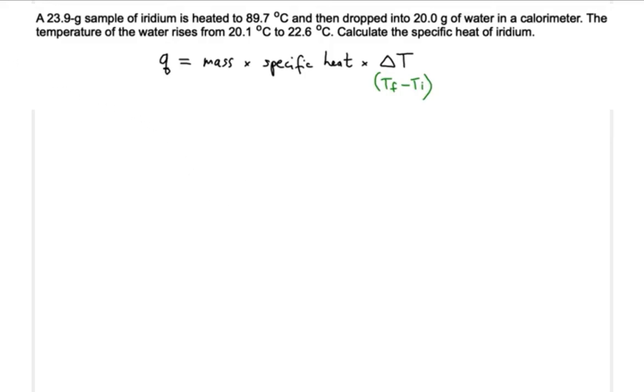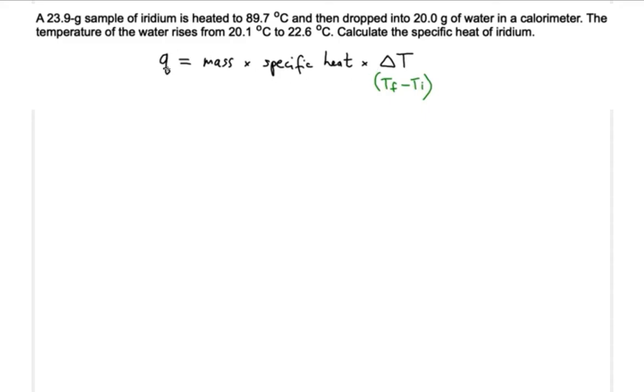So what we're going to use is this equation that gives the amount of heat in joules as the product of the mass of a substance times its specific heat times the temperature change of the substance. And the temperature change is measured by taking the final temperature and subtracting the initial temperature from it. Notice that we need to calculate the specific heat of iridium, so we would have to solve for this, and we would need to find the temperature change, which we will easily find.